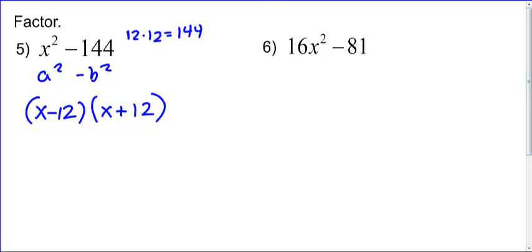All right, last one we're going to look at here, number 6. And in this case, again, we have perfect squares. 16 is 4 times 4. X squared is x times x. 81 is 9 times 9. So right away, I can look at this and say, well, there's no middle term, so it must be a sum and difference of a binomial. And that would be (4x - 9) times (4x + 9).